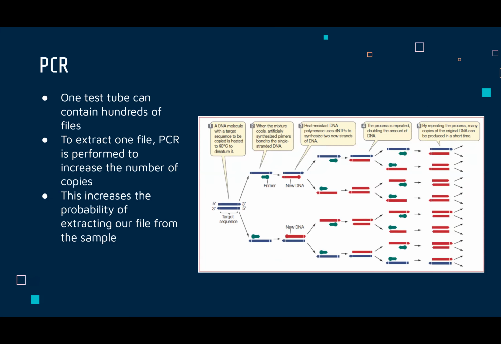PCR helps us with the random access process because it increases the number of desired DNA strands out of the thousands of strands in the test tube. By increasing the fraction of the desired DNA in the solution, the probability of us extracting our desired strand increases. Therefore, PCR allows us to easily isolate our chosen strands for sequencing and decoding.